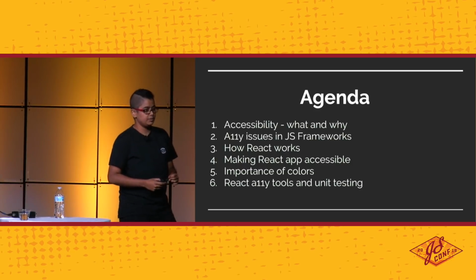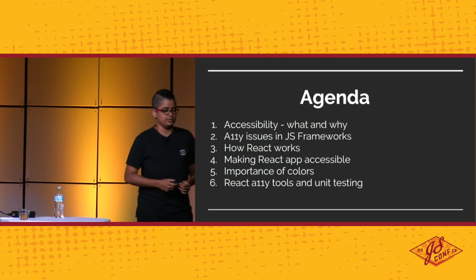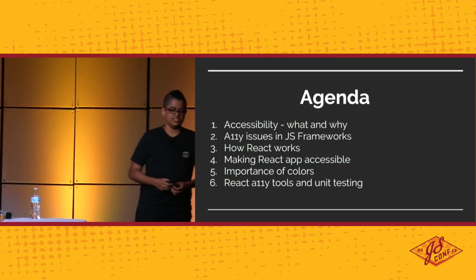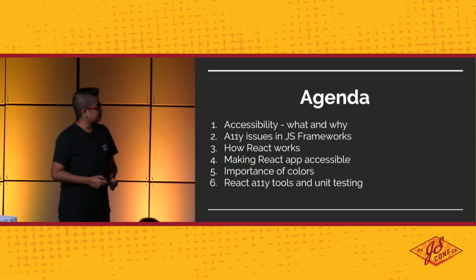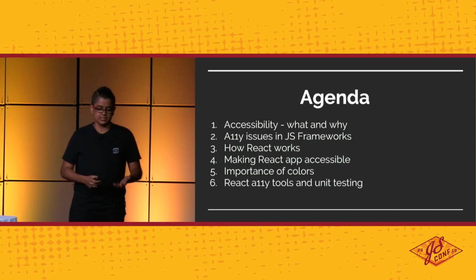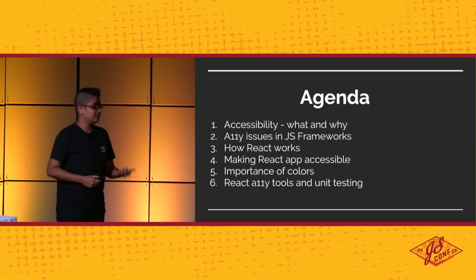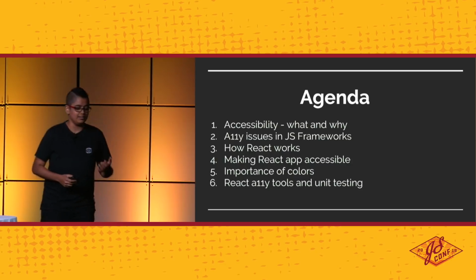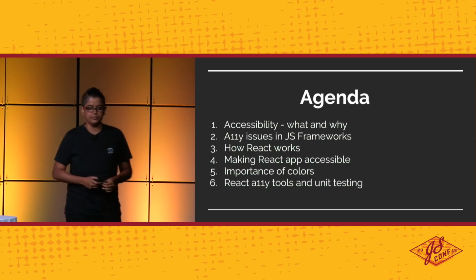So we'll talk about what accessibility is, why we need it, what kind of problems we face when we try to implement things in JS frameworks, what accessibility issues occur there, how React works, and how we can make our React apps accessible. Then we'll spend a little bit of time talking about the importance of colors and React accessibility tools and unit testing in those.